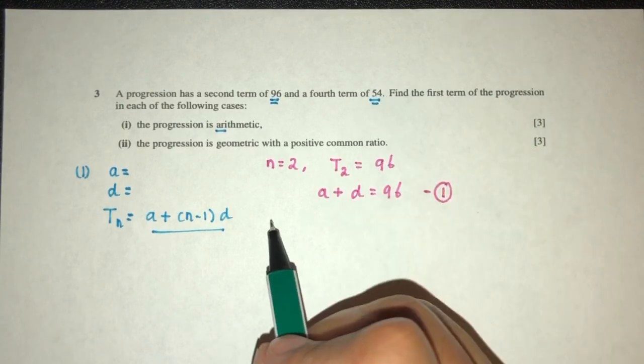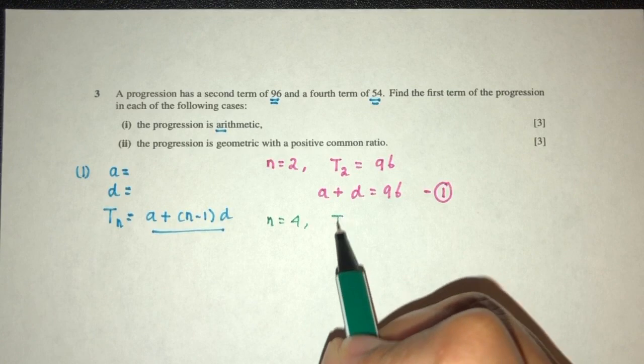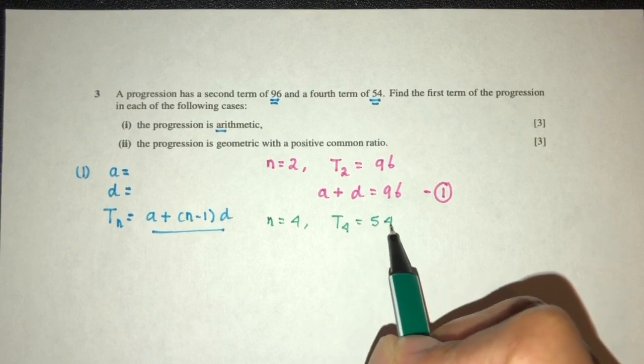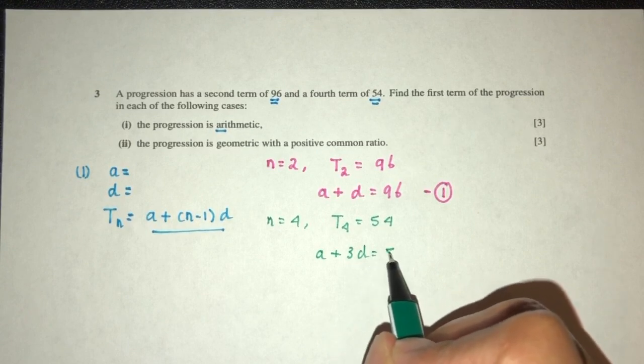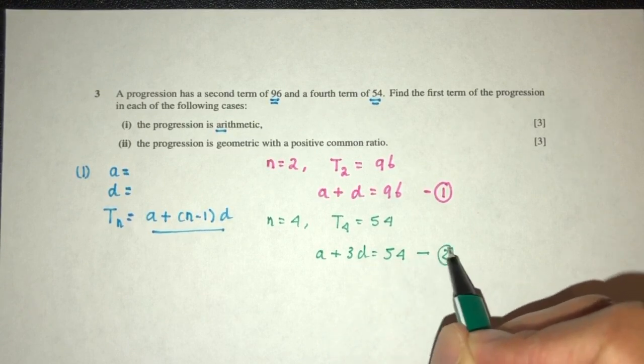Now same idea here, the fourth term, which is n equal to 4. T of 4 has to be 54. So a plus 4 minus 1, which is 3d, equals 54. That is my equation number 2.